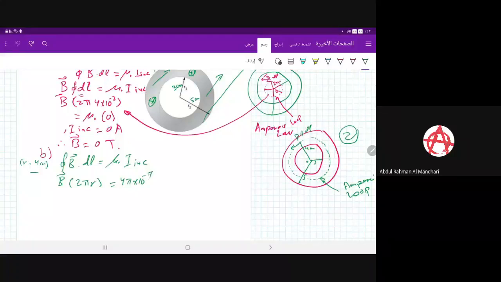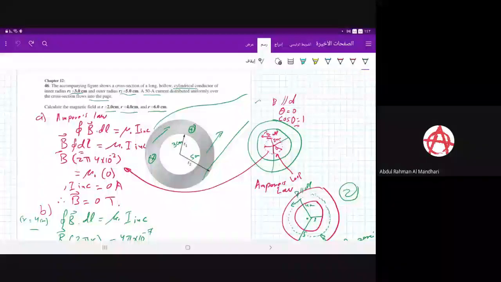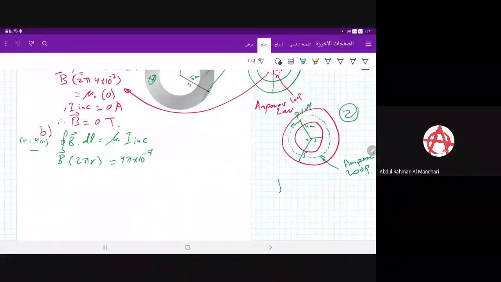The idea now: how can we find I enclosed? Let's now concentrate here. There is a key point in the question itself. The question said a 50 ampere current is distributed uniformly over the cross-sectional area. That means we have something called J, which is the current density. So the current density is the same through all the conductor.